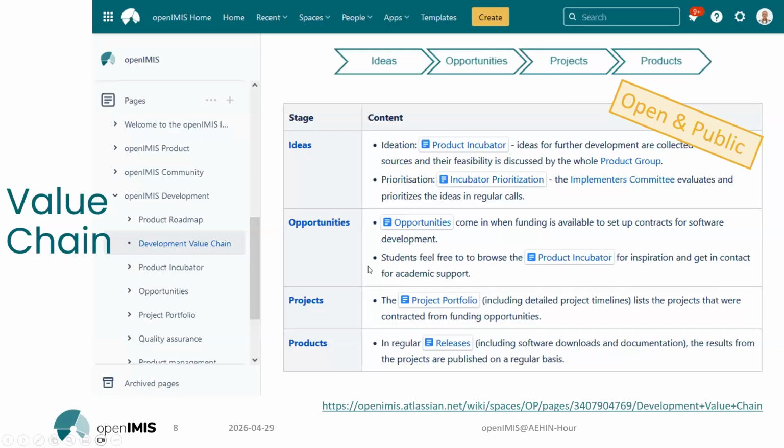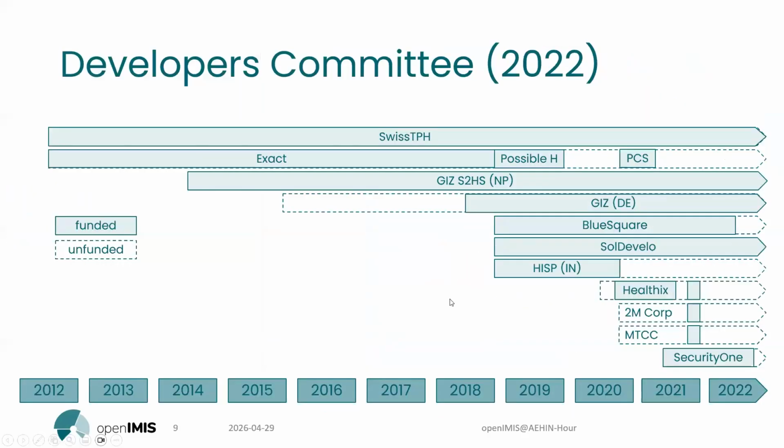If you follow these links, you will also find a list of projects that we're actively working on. And finally, out of the projects, we have the product openIMIS and the documentation and all that coming out on a regular basis every 6 months. That is also accessible, freely and openly, in the public wiki. So the whole value chain is transparent, and anybody who wants can enter at any stage and be part of the process.